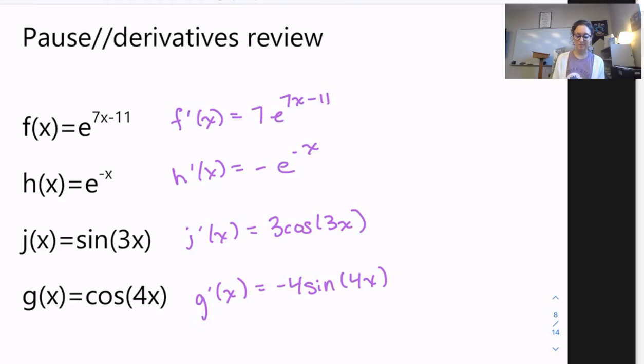Remember, for e to some power, you take the derivative of the outer, which is just going to be itself, and then don't forget to multiply by the derivative of the inner. So in this case, the derivative of negative 1x is negative 1, okay?